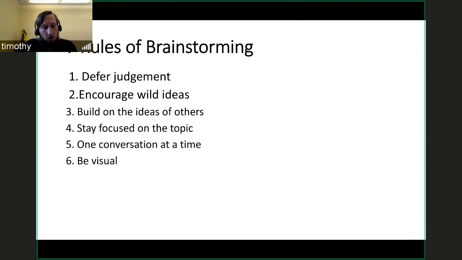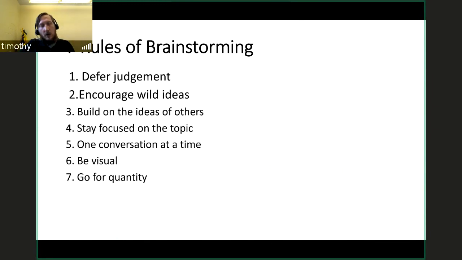Be visual. Have whiteboards, have computer displays, have things that you can use in order to help communicate the idea. You might say something, somebody else might hear something different. If you have a picture in between you, it helps to communicate ideas. And go for quantity.